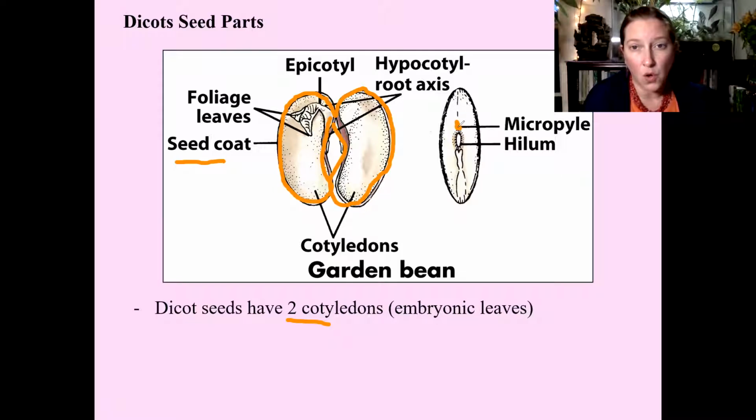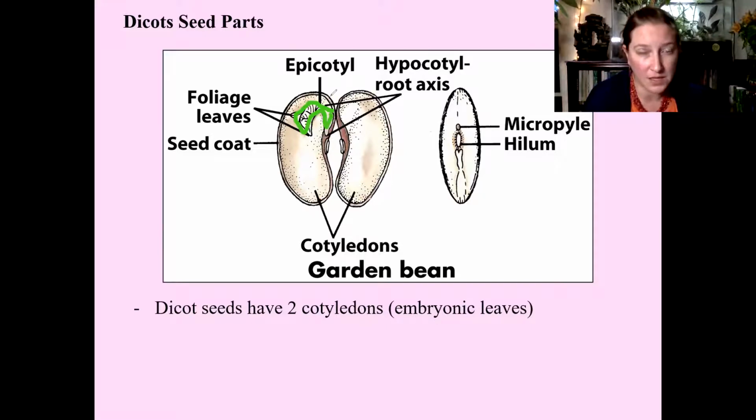This is a little hole that helps water get inside of the seed. This is where it was attached to the flower, called the hilum. And then just so you can see it here, this right here is our baby plant.